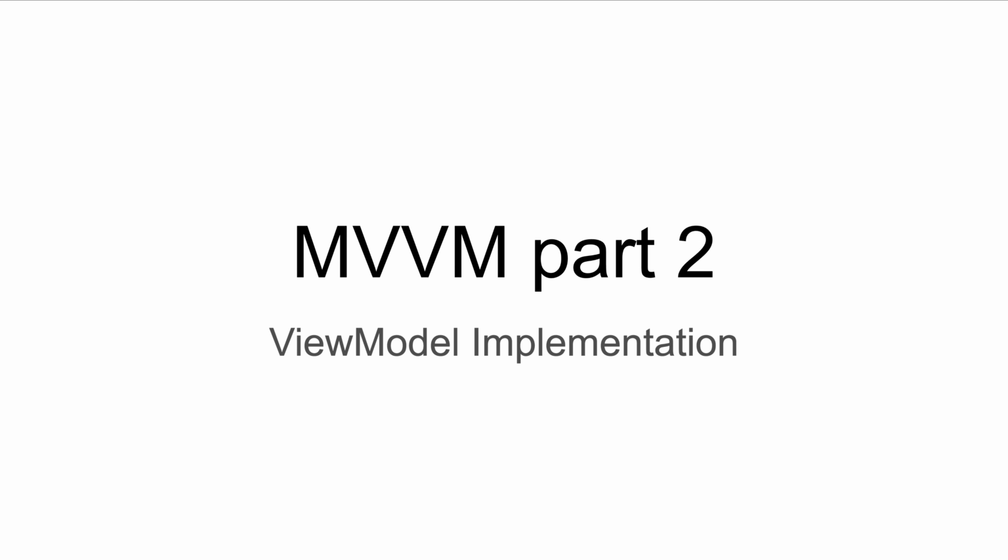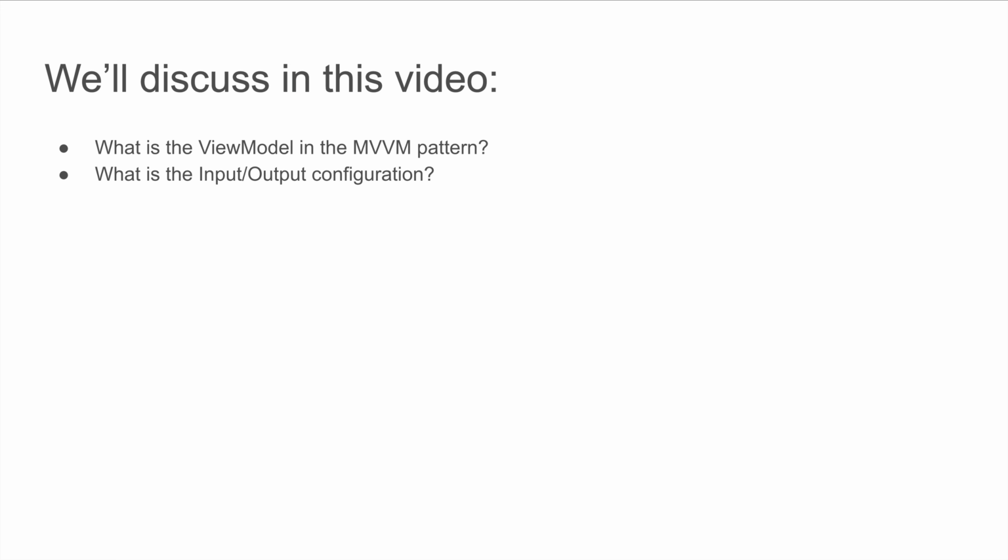Everyone, and welcome to the second part of the MVVM topic. In this second part, we will talk about ViewModel implementation. First of all, we remember what the ViewModel is in the MVVM pattern, and we talk about what the input-output configuration is and how we will implement this. For our implementation, we will use RxSwift, and I show you really the most basics of RxSwift.